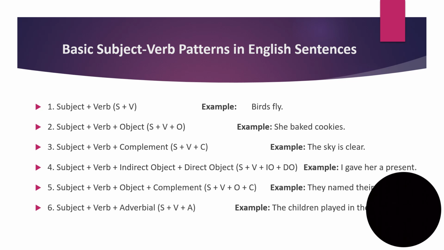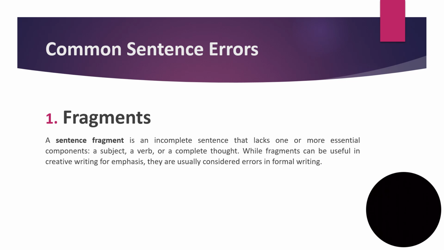Key components here: we have the subject, which is the doer of the action; the verb, the action or state of being; the object, which receives the action of the verb; and the complement, which provides additional information about the subject or the object.